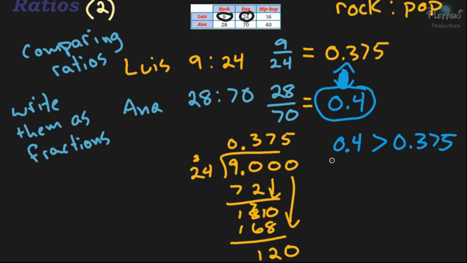And I hope this makes a little bit of sense. Comparing ratios, it's important that you convert them to a decimal, or if they're equivalent fractions, that's easy to compare as well.